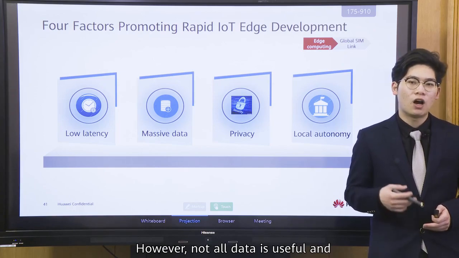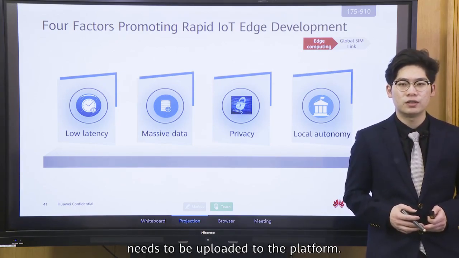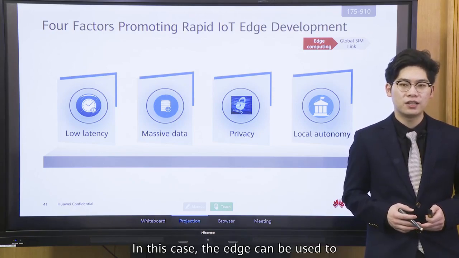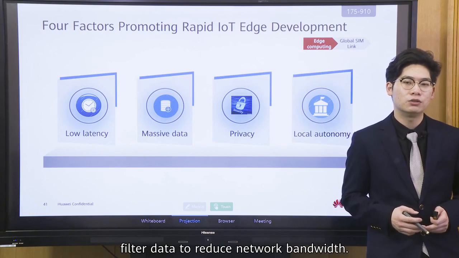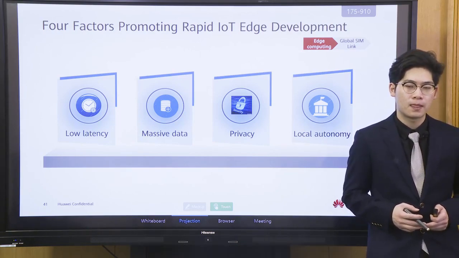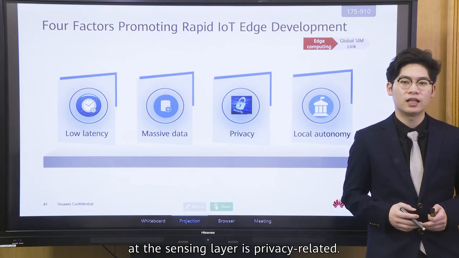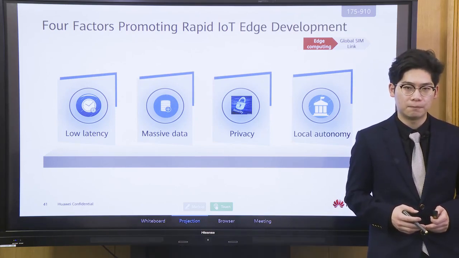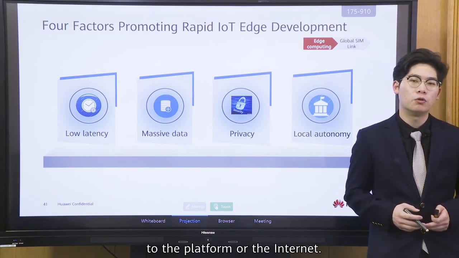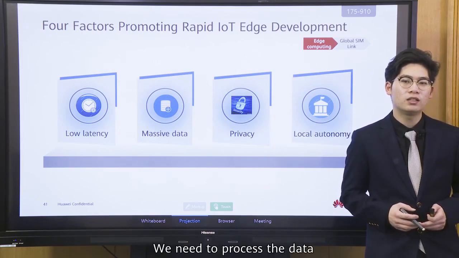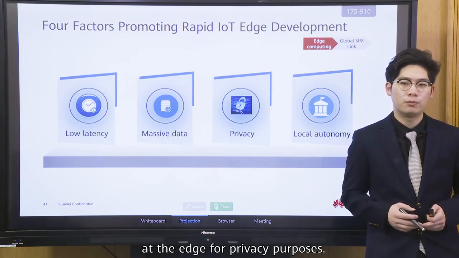However, not all data is useful and needs to be uploaded to the platform. In this case, the edge can be used to filter data to reduce network bandwidth. In addition, a large amount of data at the sensing layer is privacy related. The data cannot be uploaded to the platform or the internet. We need to process the data at the edge for privacy purpose.